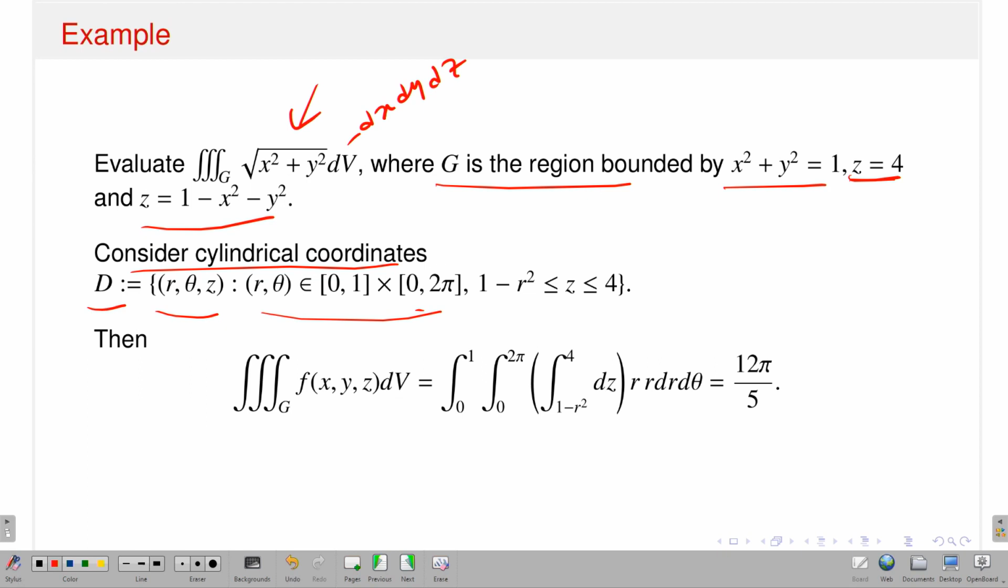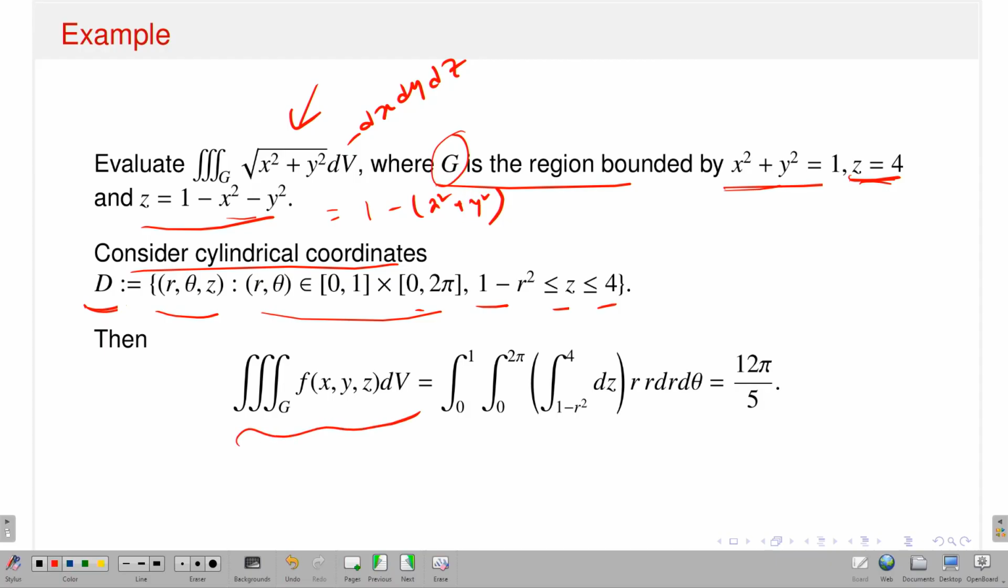And what is x square plus y square? x is equal to r cosine theta, y is equal to r sine theta. That means 1 minus x square minus y square, and x square plus y square is equal to r square. So therefore this time z varies from 1 minus r square to 4. So this is the corresponding domain in the cylindrical coordinate system, where my domain G is given in the Cartesian coordinate system, bounded by this, this and this. So first you have to see what will be the corresponding changes in the domain in the new coordinate system. So that is the corresponding domain in the cylindrical coordinate system.